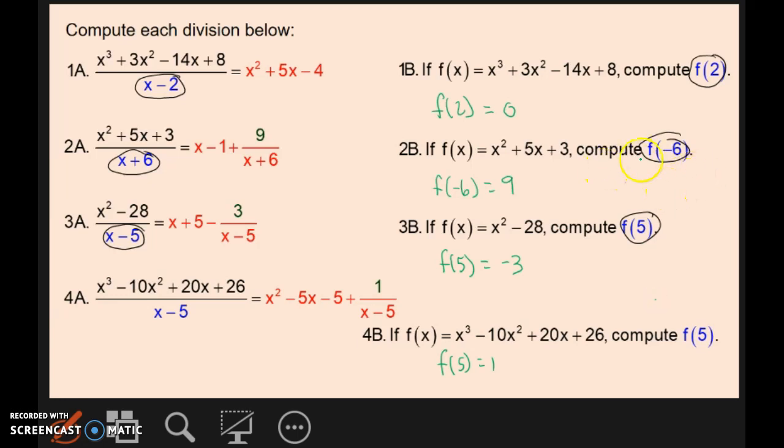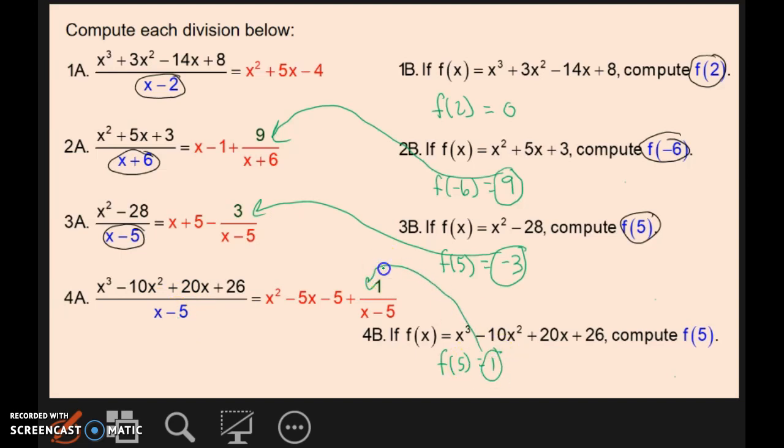When we have that f of negative 6, that negative 6 was the opposite of that expression. So essentially, we took it and set it equal to 0. When I evaluated that, I got this number right here, which just so happens to represent my remainder. And same thing here. When I took x minus 5, set it equal to 0, so that's 5, and evaluated in the numerator, that was my remainder. And when I took the same thing over here and evaluated 5, I got 1, which just so happened to be my remainder. So that's a cool thing that happens with polynomial divisions. You can easily find out the remainder.